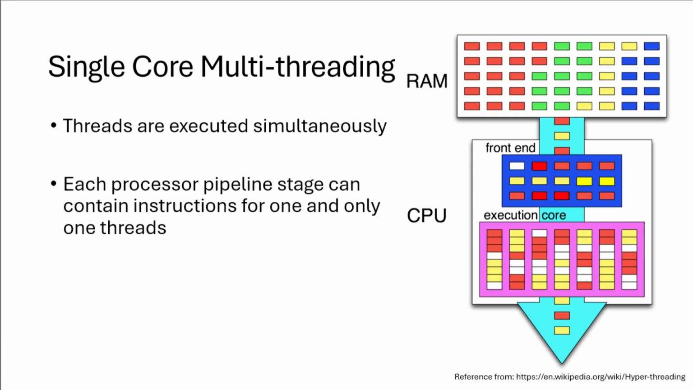So the third type is single core multi-threading. It is also called super-threading. The processor can execute instructions from multiple threads. So we can see in the picture, the CPU already accepts 2 colors. But there's another limit: the processor pipeline stage can only accept 1 thread. So on each row there's only 1 color.